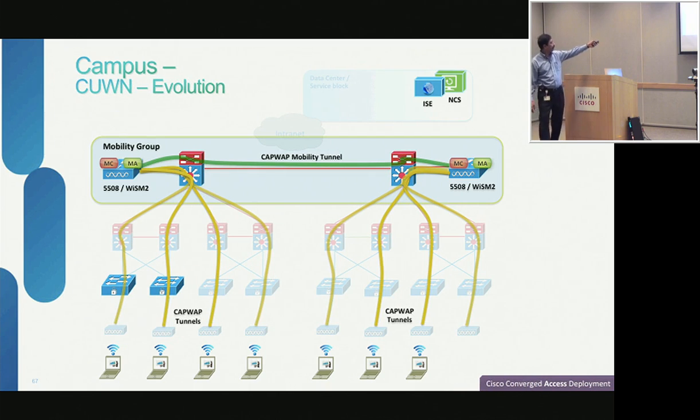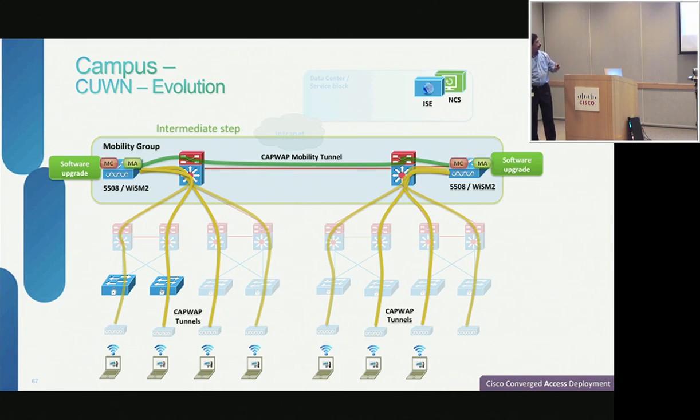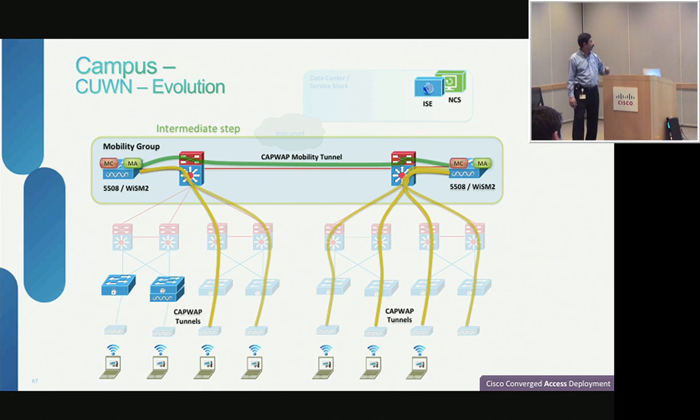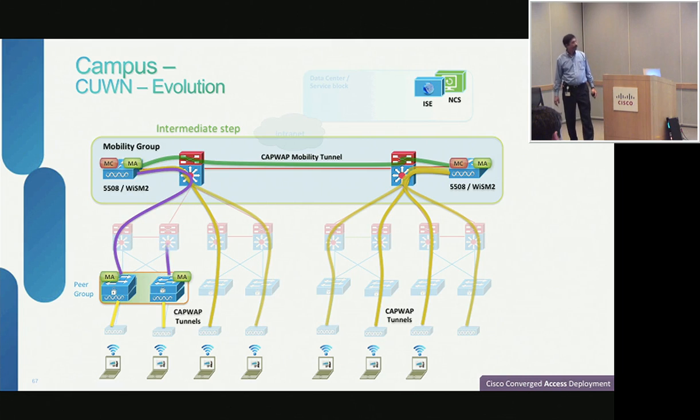So here what we did is we changed two of the access switches to a 3850, then did a software upgrade on the controllers on the top. Then you see the change there. The CAPWAP termination happens locally. At the same time, this became a regular tunnel to the distribution or to the core.